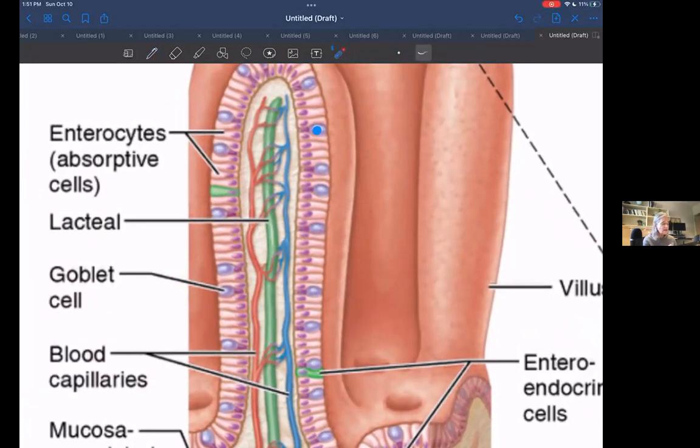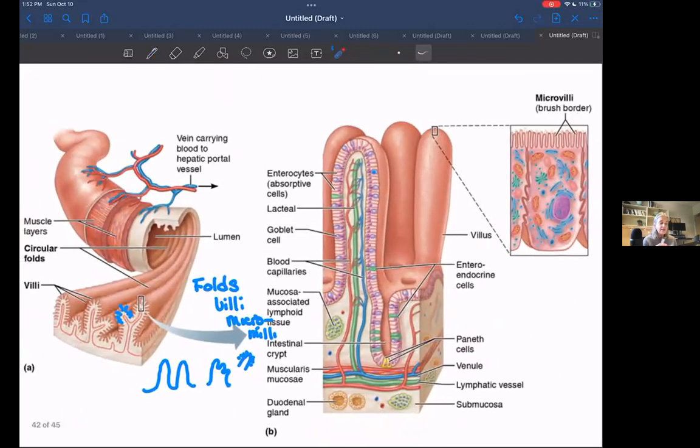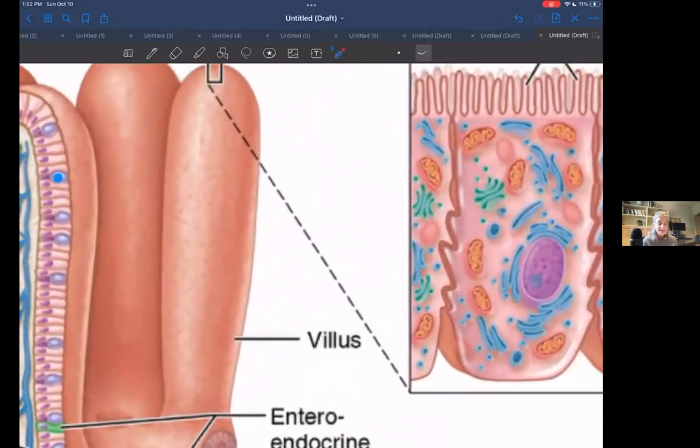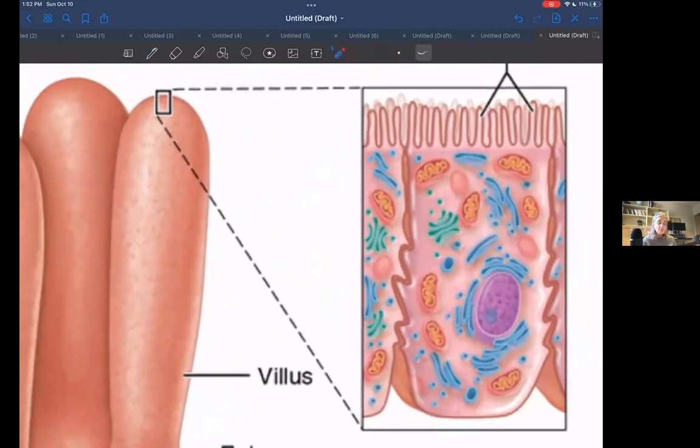Each one of these villi has a lymphatic vessel, lymphatics usually in green, and capillaries. So this is how nutrients are going to move across and be picked up. And so we're going to talk about the nutrients and their method of being absorbed and transported in another video. But if we look at the individual cells, these are the column-shaped cells.